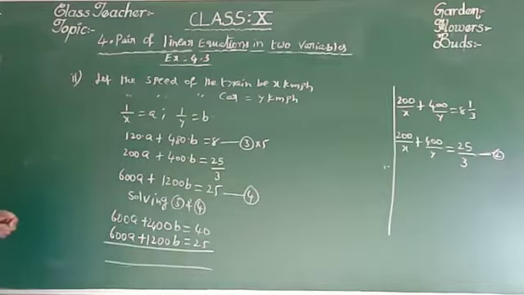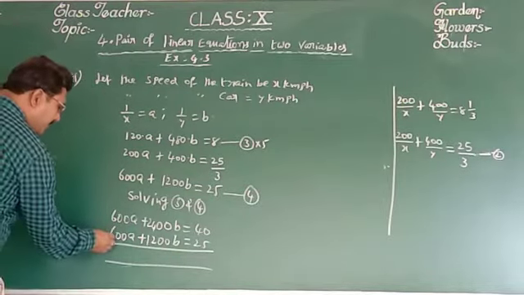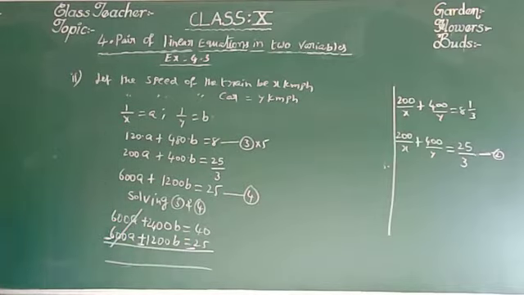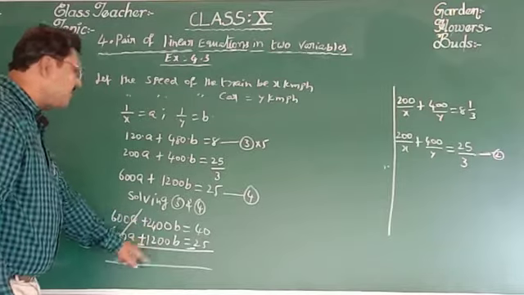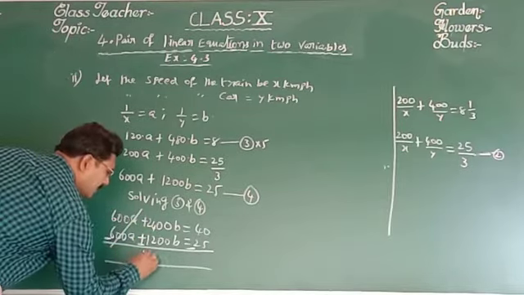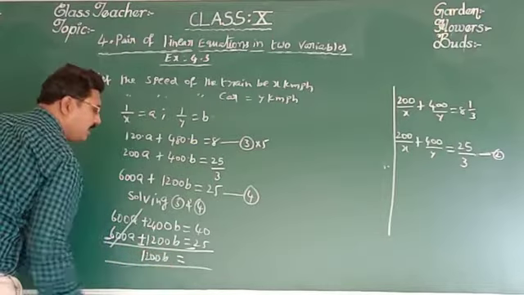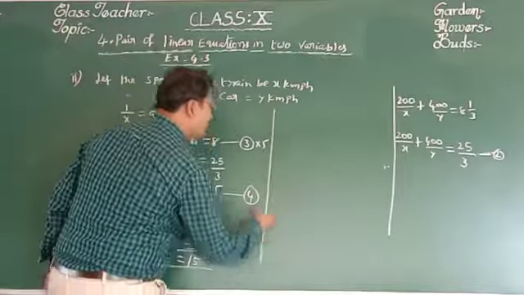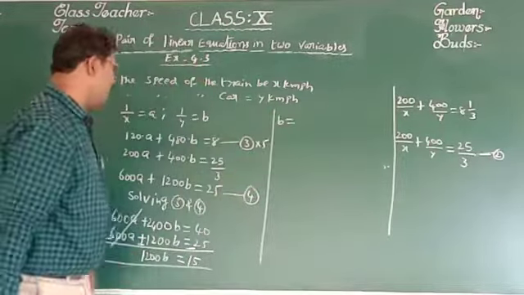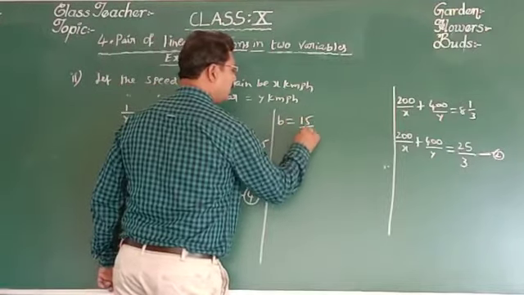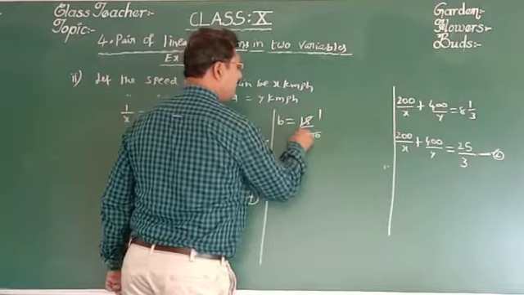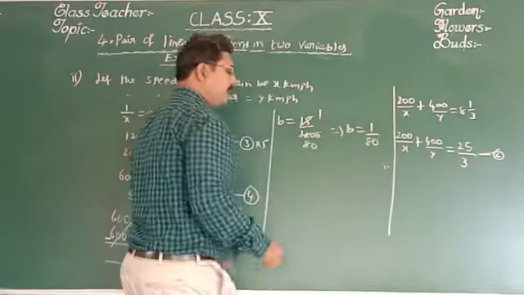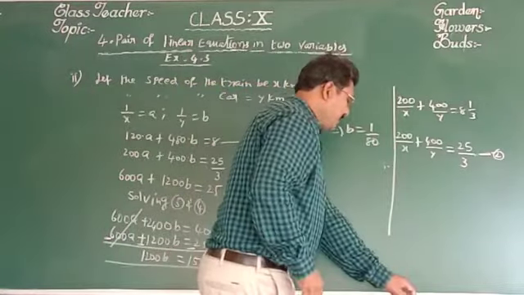So in these problems, be careful children, try to understand the problem. Now subtract. 600a, 600a gets cancelled. 2400 minus 1200, that is 1200b, is equal to 40 minus 25, 15. Therefore b is equal to 15 by 1200. That implies b is equal to 1 by 80.